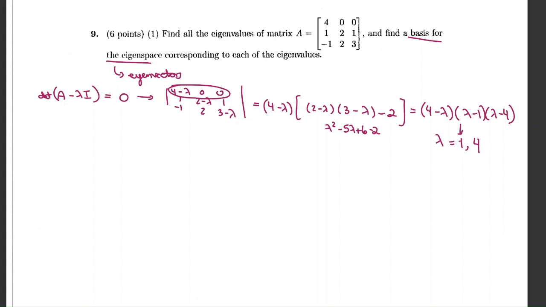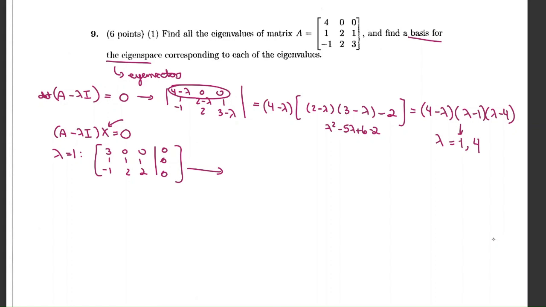Okay, so now we need to find the eigenvectors, and to find the eigenvectors for each eigenvalue, we want to figure out what (A minus lambda I) x equals 0. We want to find an x that will satisfy this equation, and that is our eigenvector. So we plug in, and we get 4 minus 1, which is 3, 0, 0, 1, 2 minus 1, which is 1, and then negative 1, 2, 3 minus 1, which is 2. And this is going to be equal to 0.